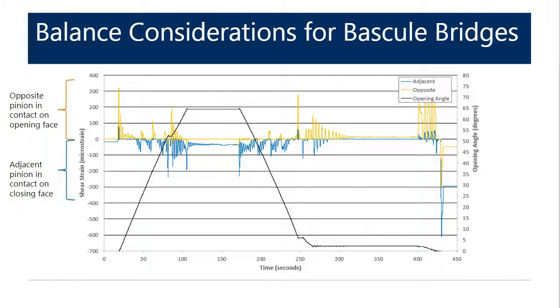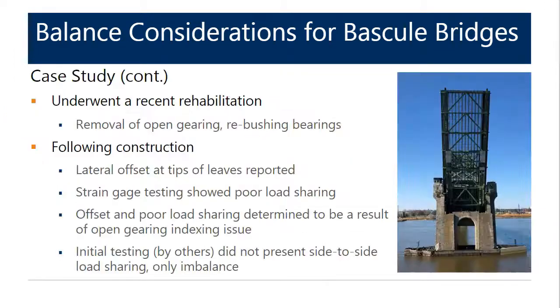Essentially what this means is that the two pinions on either side of the machinery are fighting the bridge. One tends to want to open the bridge and the other tends to want to close the bridge. Additionally, I want to point out the significant seating loads that were being developed and the large disparity in seating loads. Again, these are things that you can determine with strain gauge testing that aren't visible in other methods of measuring or determining bridge imbalance. Ultimately, this offset that was noted at the tip of the leaves and the poor load sharing was determined to be a result of an open gearing indexing issue.